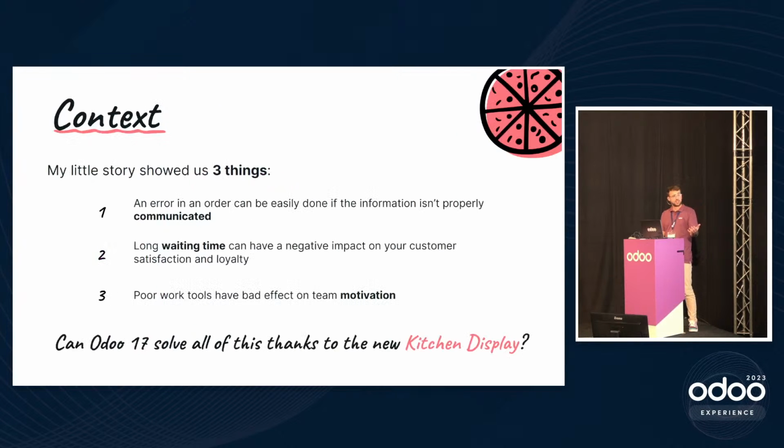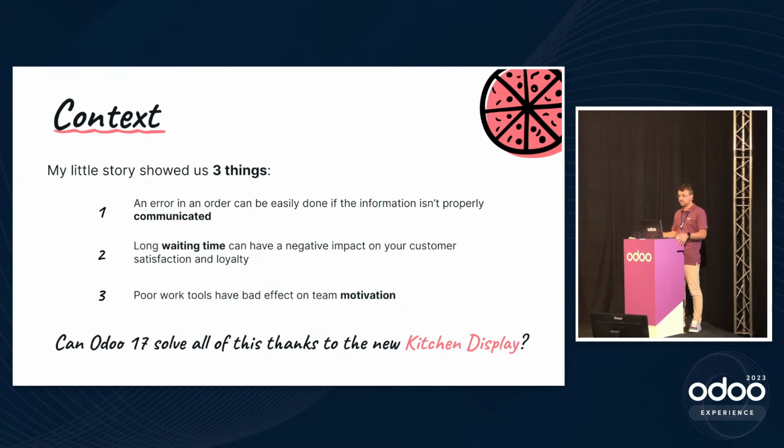So, my little story showed us 3 things. First, an error in an order can be easily made if the information isn't properly communicated. That's what happened a few weeks ago. Maybe the waiter had bad writing skills, and then in the kitchen they could not read what was written on the paper, or whatever the reason, but there is an issue in the communication.